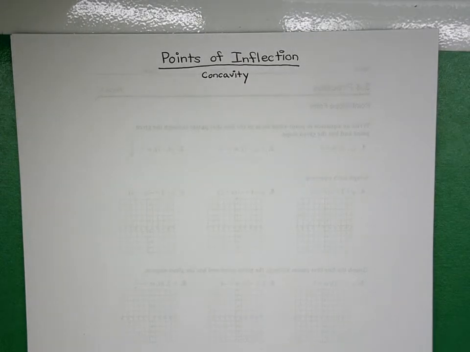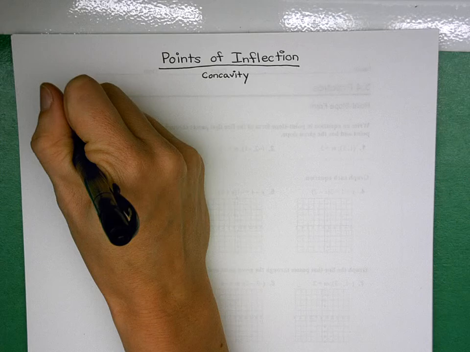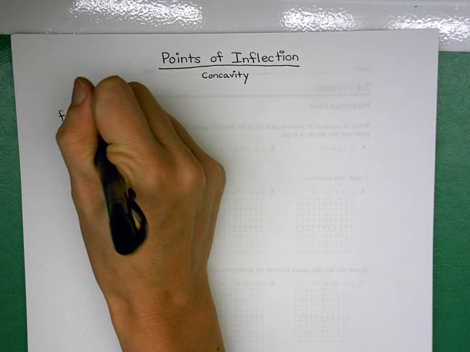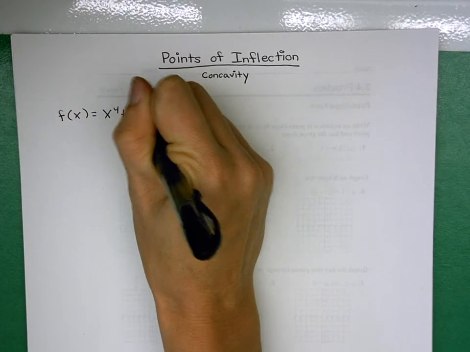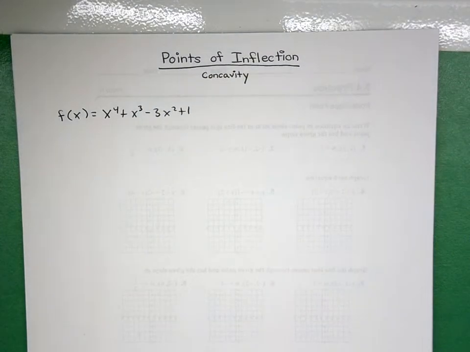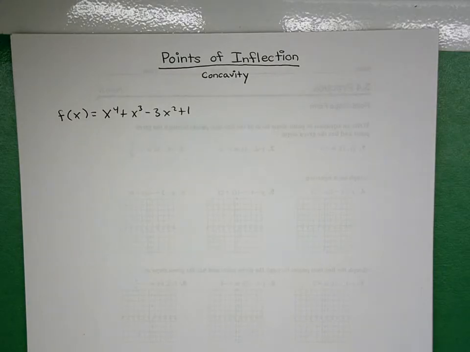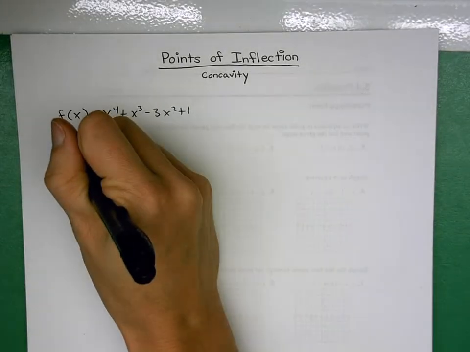Hello. Here are some examples of concavity and points of inflection. So if you were given the function, for example, f of x equals x to the fourth plus x cubed minus 3x squared plus 1, and you would be asked either to find the points of inflection, discuss concavity, find the interval on which the function is concave up, something along those lines. But if you see those words, points of inflection, concavity, something related to them, you're going to be thinking second derivative.